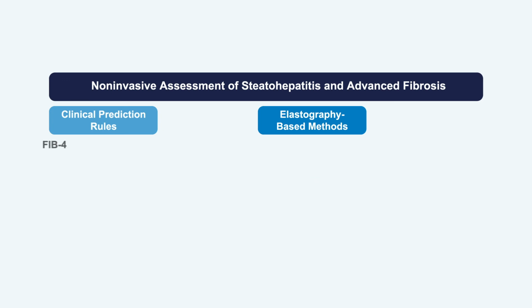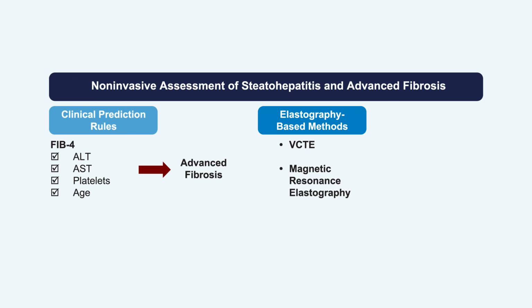Among the clinical prediction rules, the one I most commonly use is called FIB4. It includes an assessment of ALT, AST, platelets, and age, four parameters that could be clinically useful to look for advanced fibrosis or rule out advanced fibrosis in patients with NAFLD. We are also increasingly utilizing elastography-based methods such as VCTE, vibration controlled transient elastography, or magnetic resonance elastography. These could be used to assess presence of advanced fibrosis in patients with NAFLD.